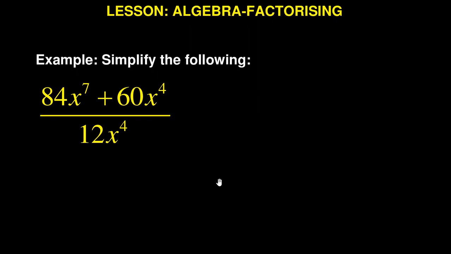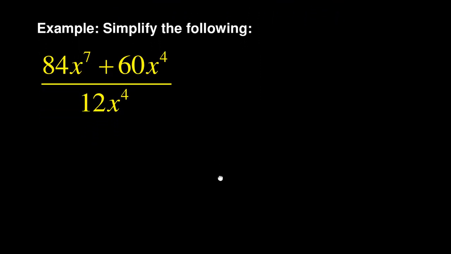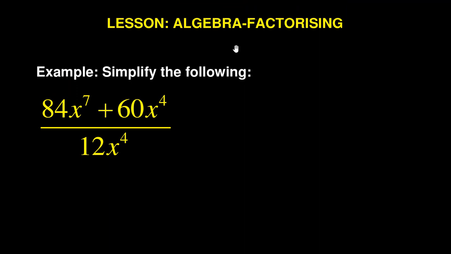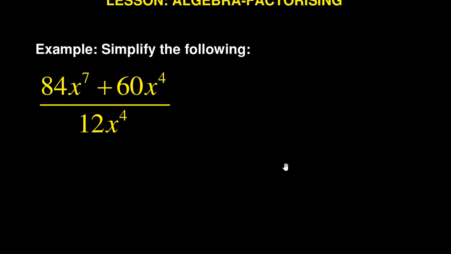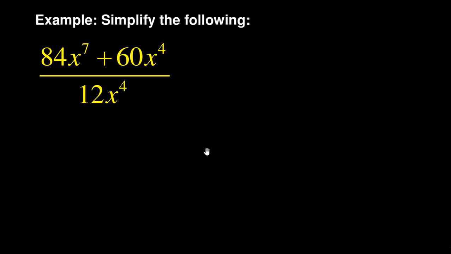It says simplify the following. So we are simplifying this kind of problem, and if you can see the topic that I put it under, it is algebra, because it involves x, and it has got to do with factorizing. Now, why do I say it has to do with factorizing? The first part that you need to see is the positive sign, meaning the 84x to the power 7 and the 60x to the power 4 are separated by this positive sign. So the only way you can bring this together or simplify this will be by factorizing.